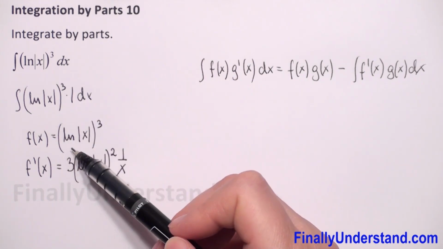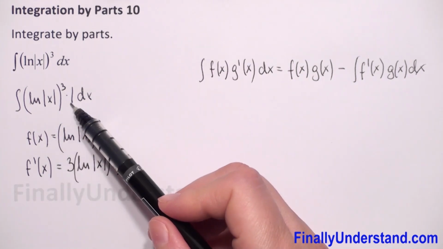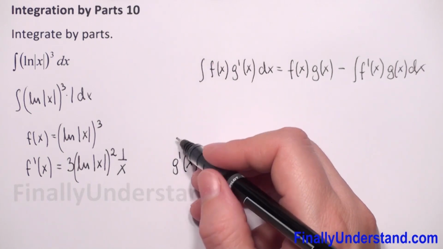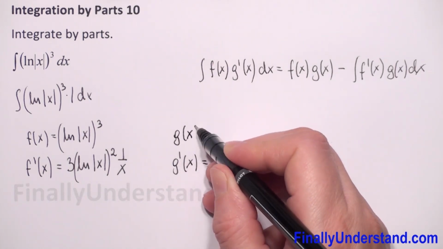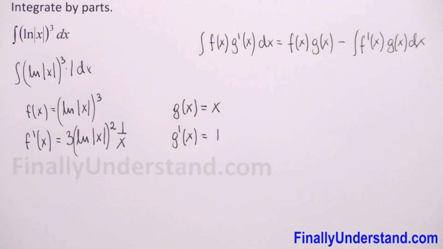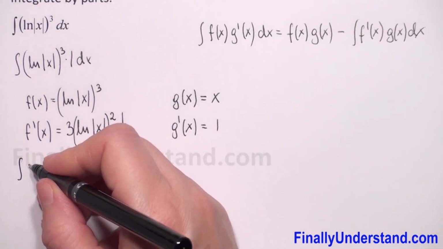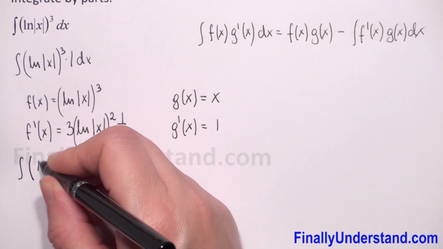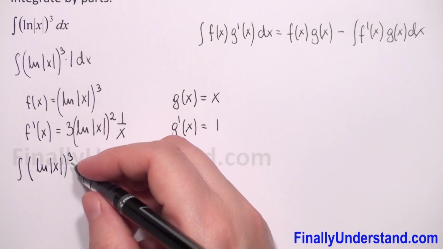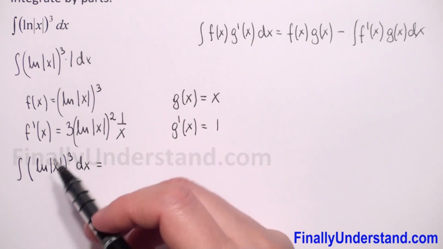We put that the natural logarithm of the absolute value of x, cubed, is f, so our g prime of x is equal to 1. So our antiderivative is equal to x. So now we can go to our formula and just replace. Let me rewrite our integral: the cube of the natural logarithm of the absolute value of x, dx, is equal to f times g.